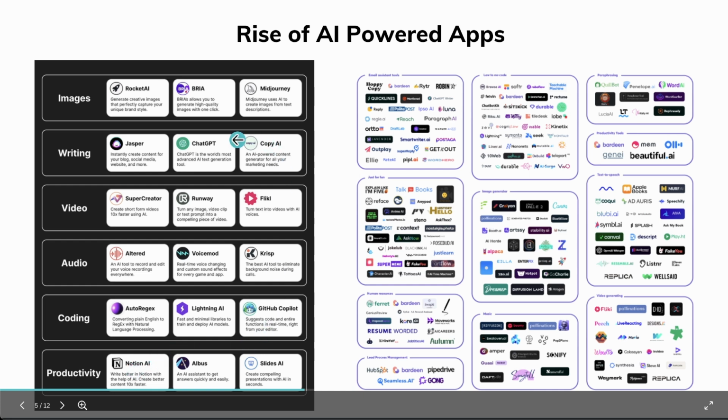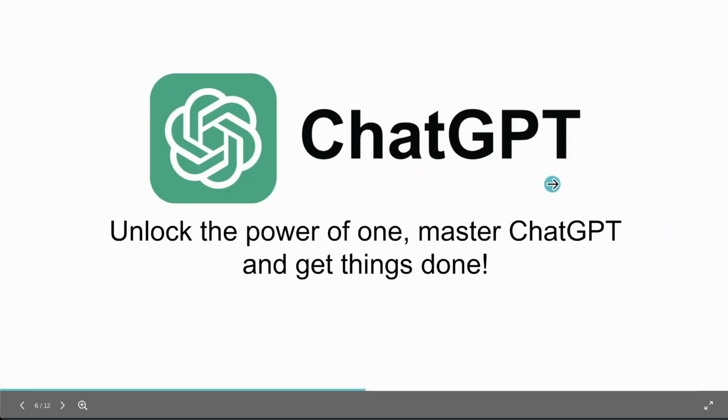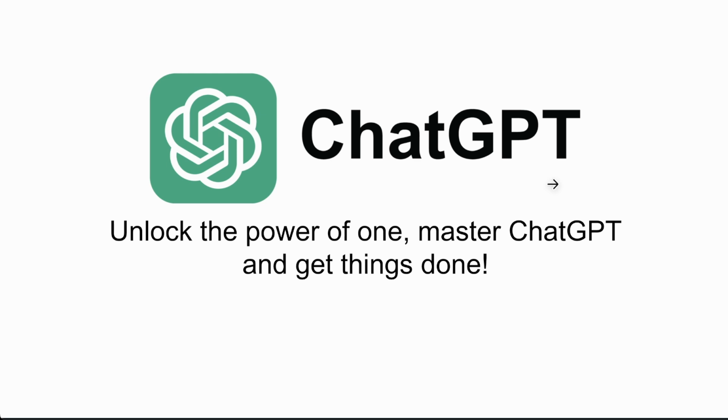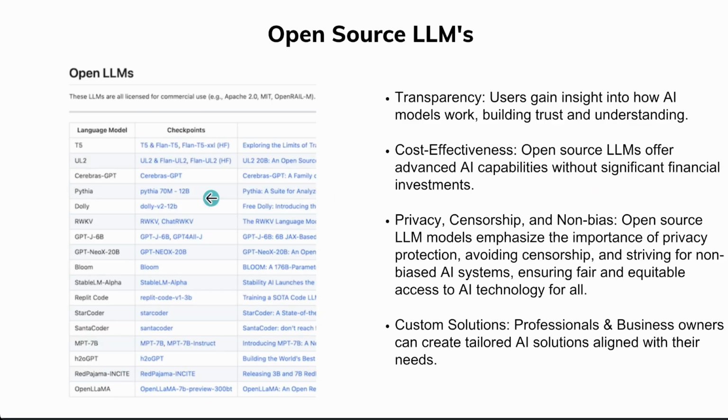Basically, if you master one tool, unlock the power of one, master ChatGPT, and get things done. Don't get overwhelmed with all the different apps and the new app of the week or new app of the hour. We practice mastery over one tool. Then you get so much done, so much accomplished. And so that's why we want you to master one tool. Then you could go and do any other app, and it's basically the same thing. It saves you a lot of money from subscriptions.